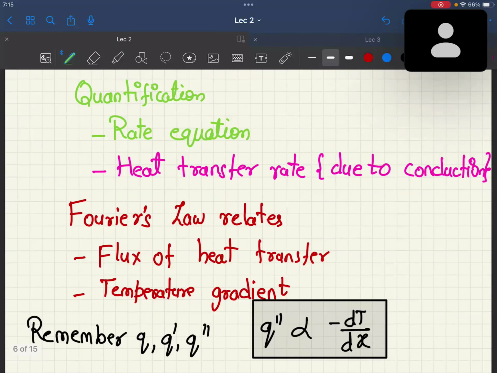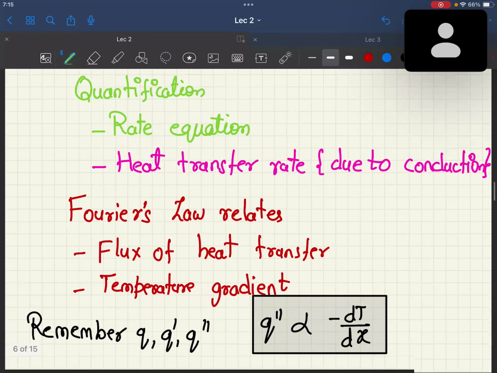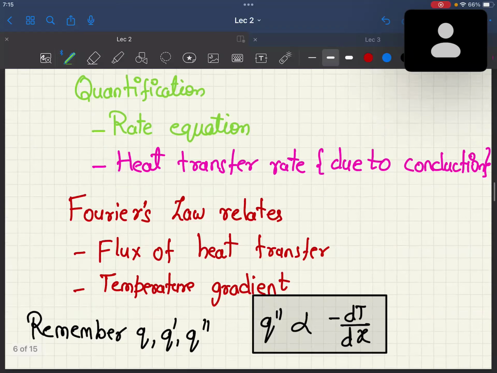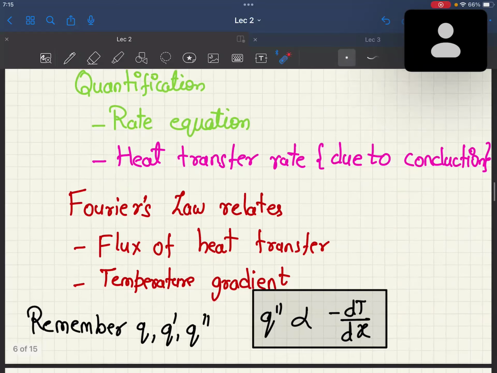Quantification of thermal diffusion process. Now, in order to quantify, one needs to look at the rate expression. How does the rate of heat transfer depend? What is the fundamental expression which governs this transfer of heat? So what we are going to develop is how to write the rate equation for these processes. In particular, we are referring to how to estimate the heat transfer rate in a given system due to conduction.